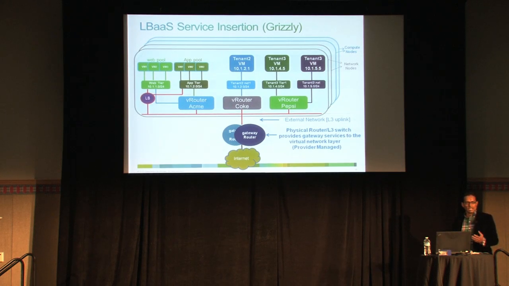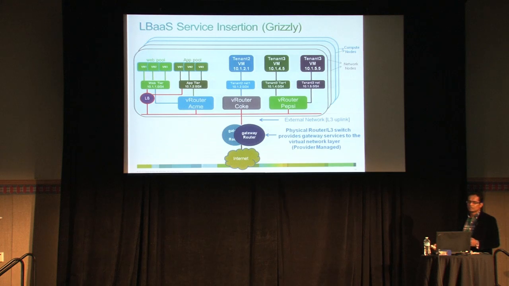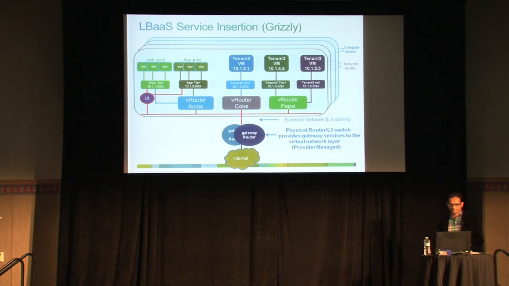Another way to do it is inline. If you have a dedicated load balancer appliance tomorrow, you can also insert that and attach it to your external network and then do inline load balancing. So traffic is not flowing through that multi-service gateway appliance anymore. You have a dedicated device that does load balancing.